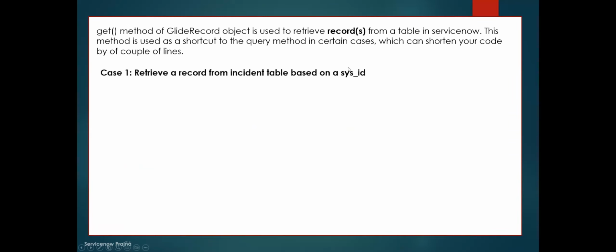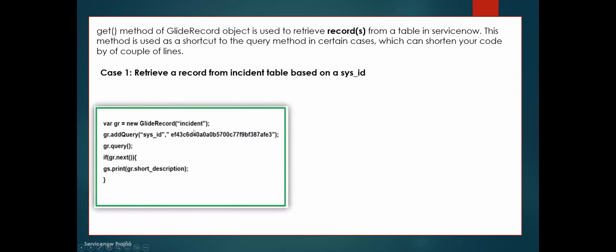Let's say you want to retrieve a record from the incident table based on a sysID. Now this is how we are going to do it by using the query method. So we'll GlideRecord to the incident table. We'll use addQuery. The field name would be sysID and the value, and then we will query it. And then using the next method, we can read the attributes of the incident record.